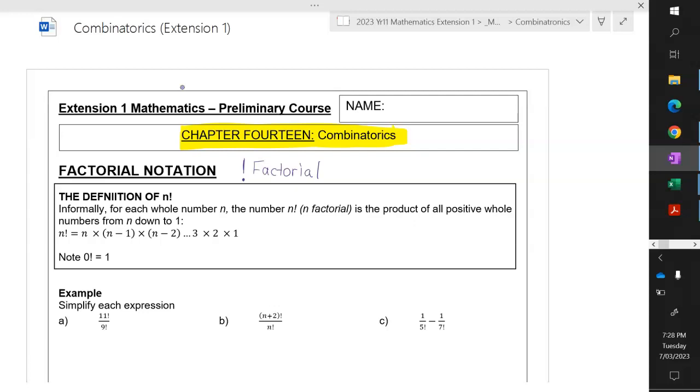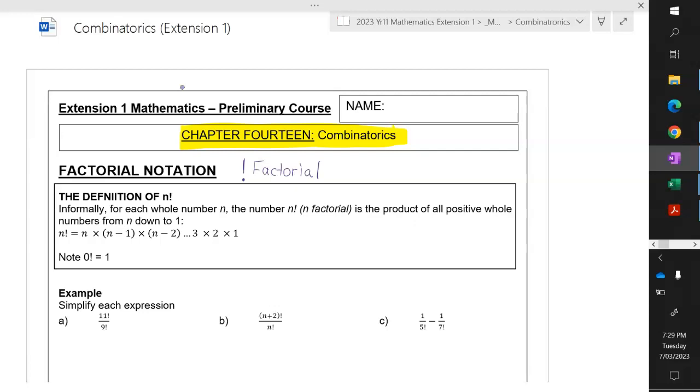So informally, for each whole number n, the number n with an exclamation mark, called n factorial, is the product of all positive whole numbers from n down to 1. So n factorial's definition is we start at n and we go down each number one by one until we get down to 1. The number before n is n minus 1. The number before that is n minus 2, then n minus 3, and so on, all the way down until we hit 1, which is 3 times 2 times 1.